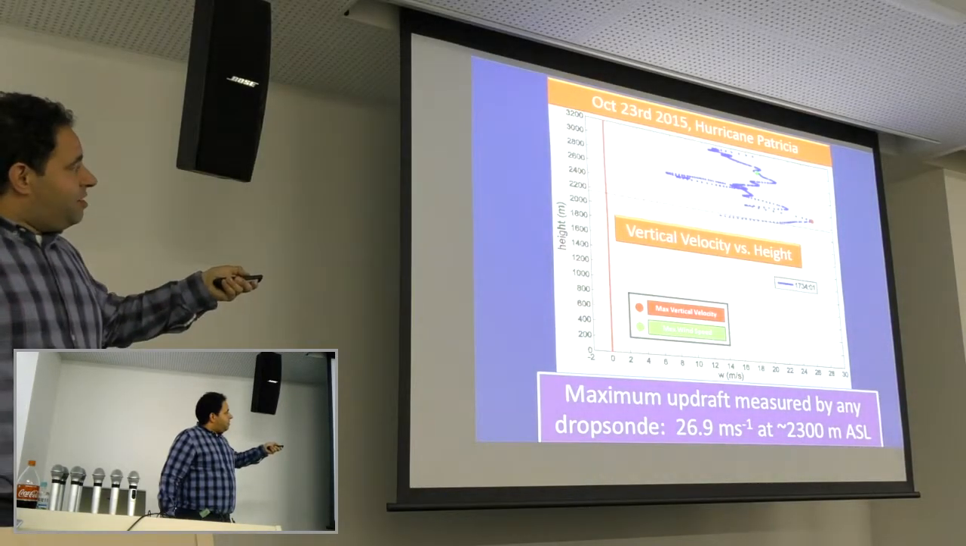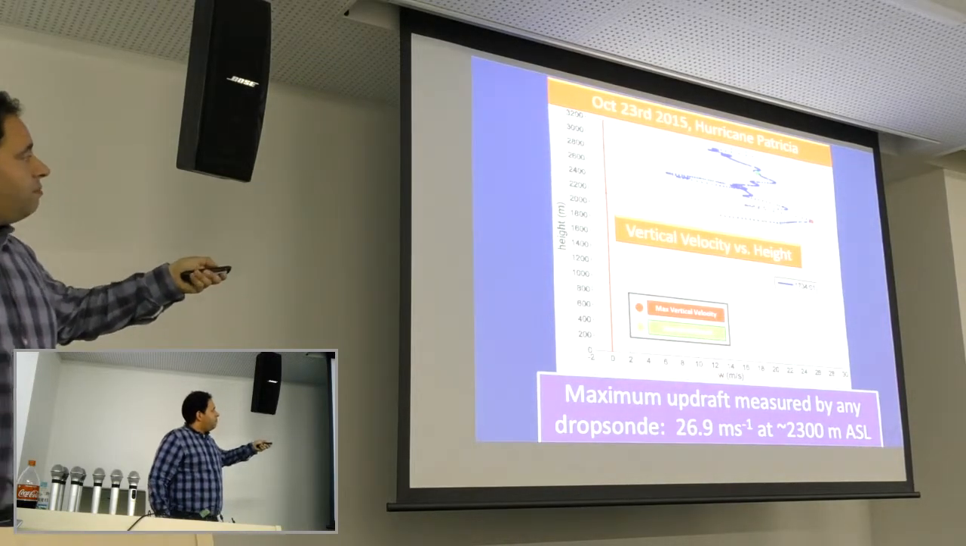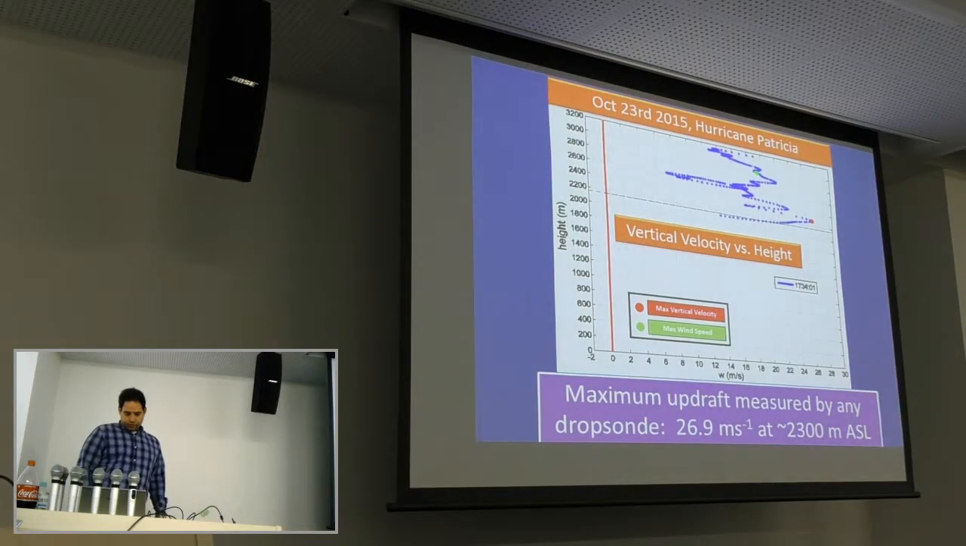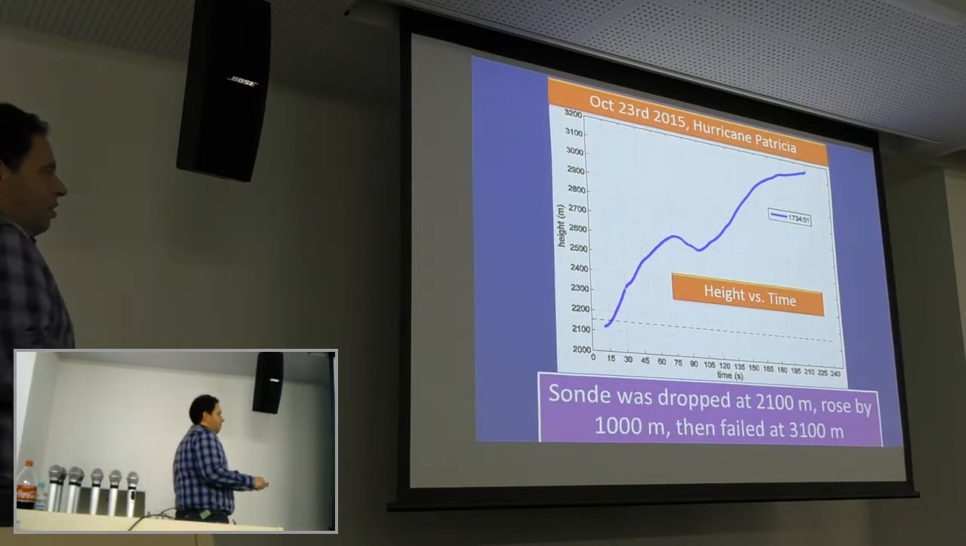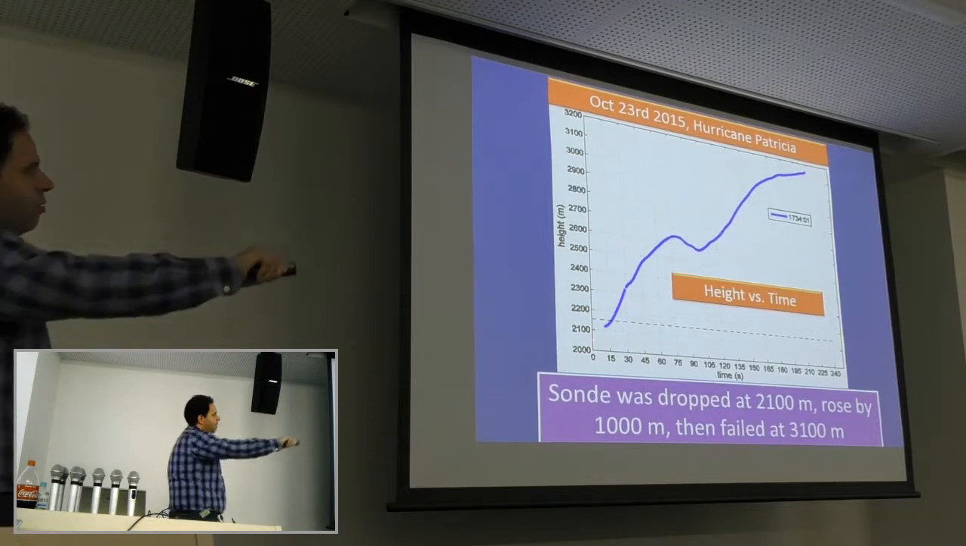But this is an incredibly strong updraft near and above flight level, and you can also see there's a lot of variation. And this just shows the time series of the height of the sonde. So unlike most dropsondes that go down, this one just kept going up and up.